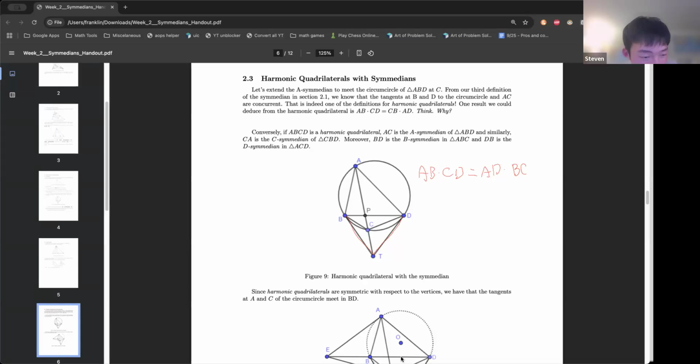how do I annotate? Yo, Franklin, how do I annotate? There should be a button in the bottom left corner. Wait, where? Can you just draw it for me?